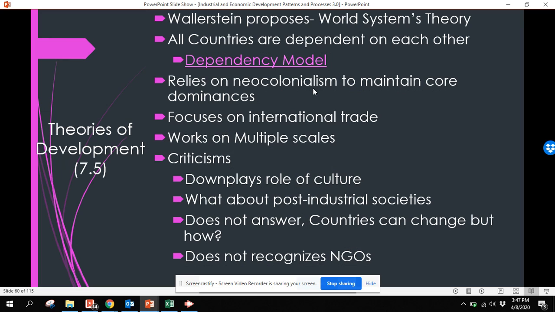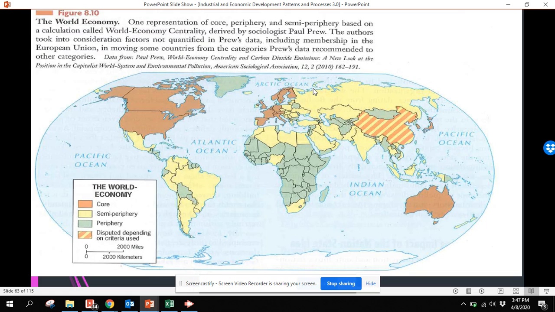Now, some criticisms of this model. What happens when we go to post-industrial? It doesn't answer how countries change, whereas Rostow looks at how countries can change. Wallerstein just says, hey, everyone's going to be dependent on each other. One of the best things about this model as a whole is that it does work on multiple scales.